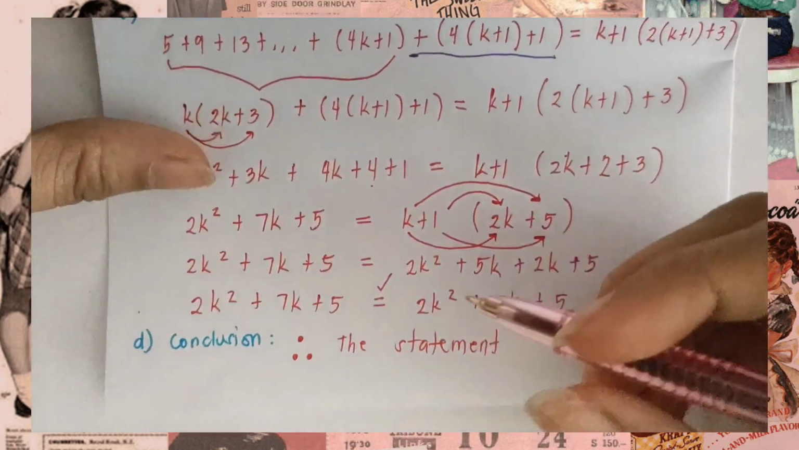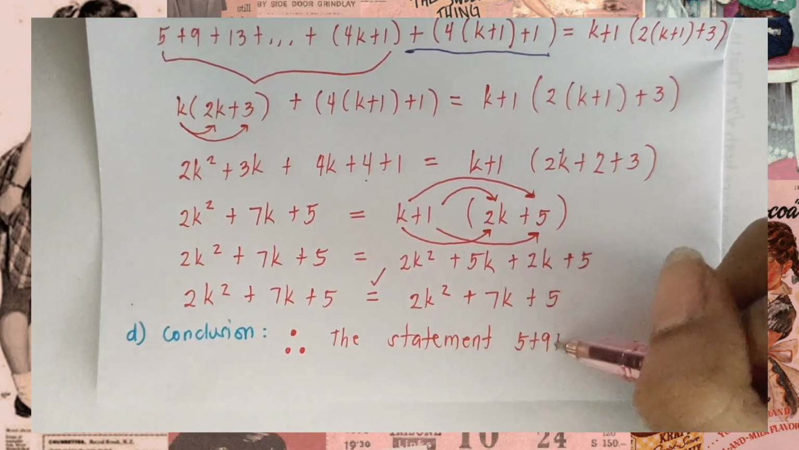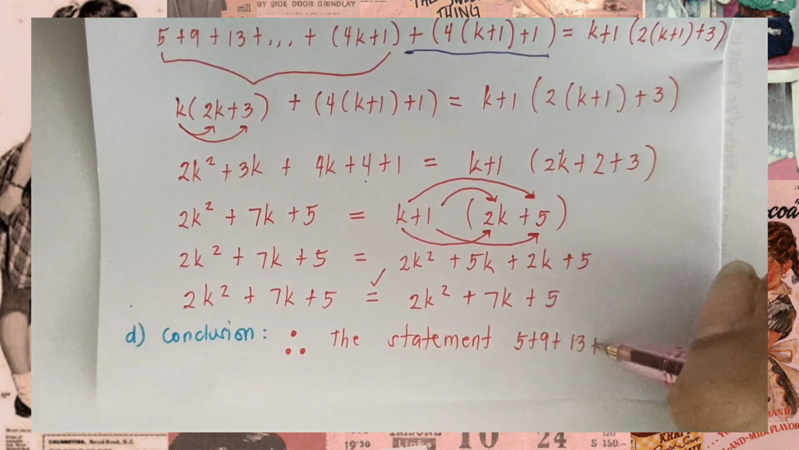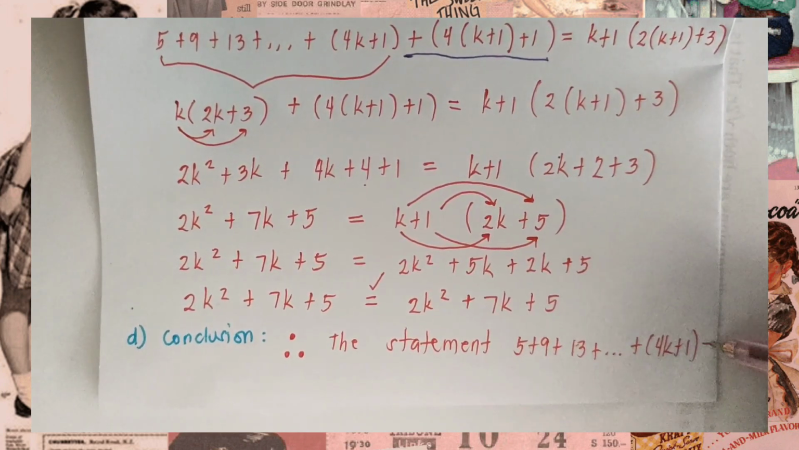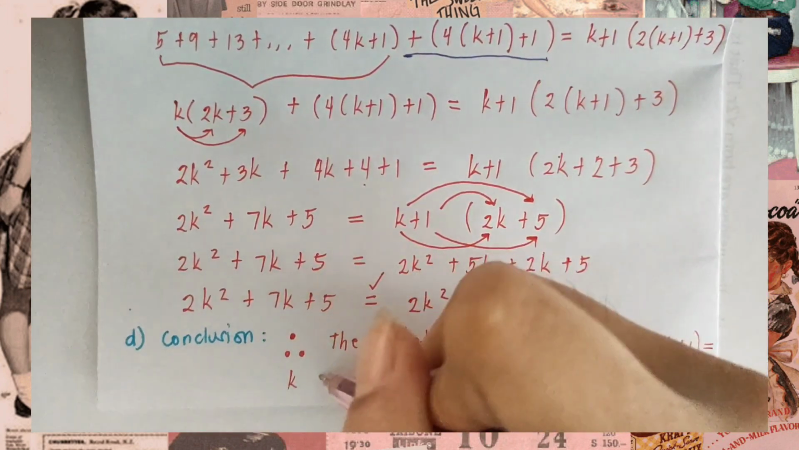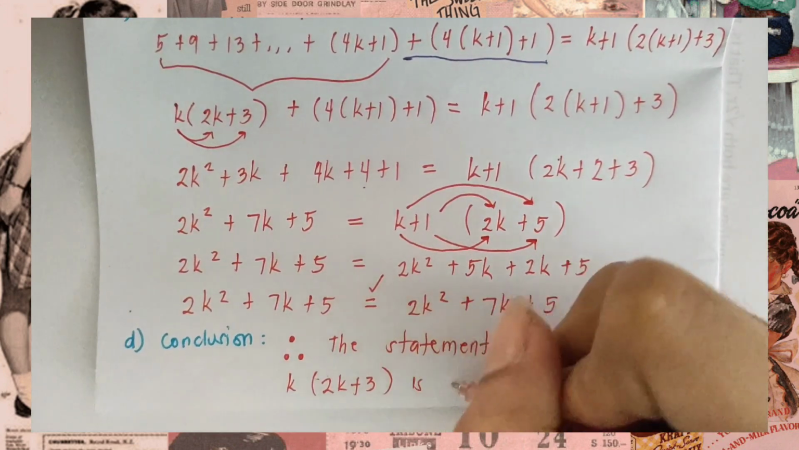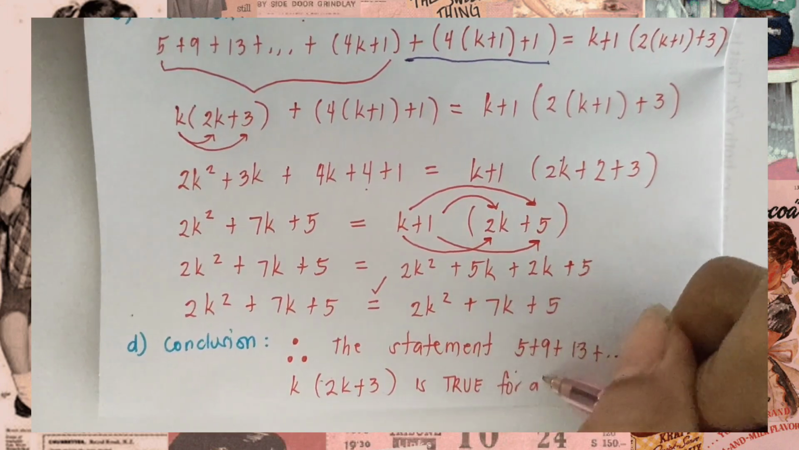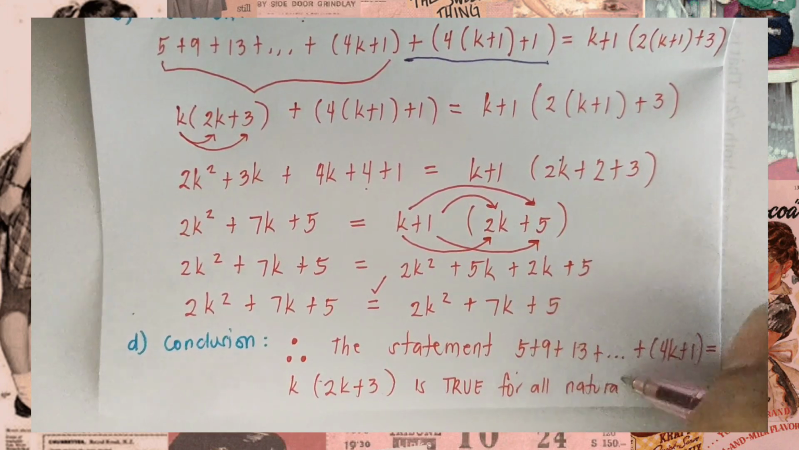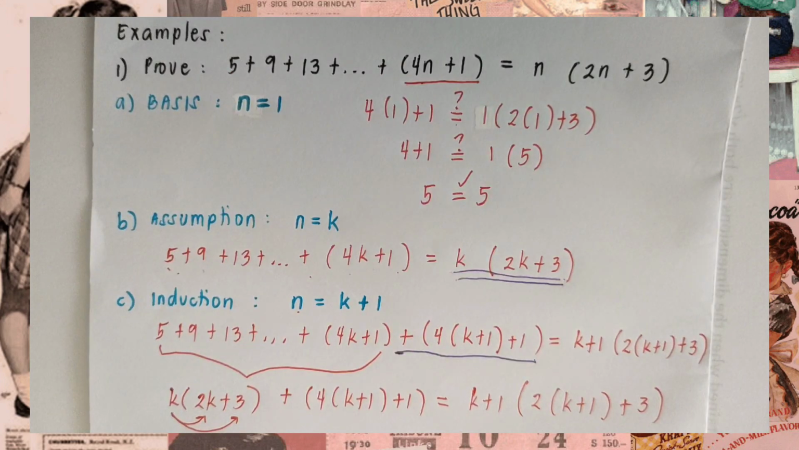The statement 5 plus 9 plus 13 plus ... plus 4k plus 1 equals k times the quantity of 2k plus 3 is true for all natural numbers n. That is how to prove the given statement using mathematical induction.